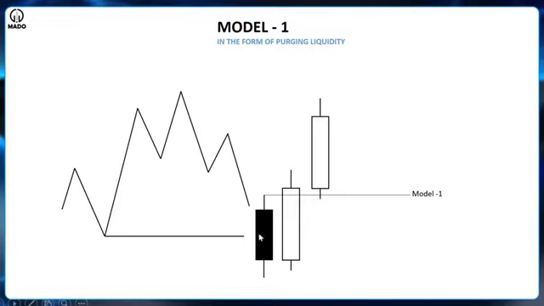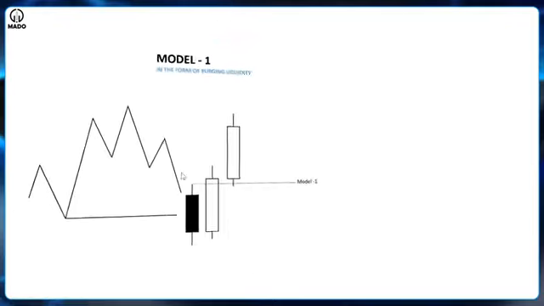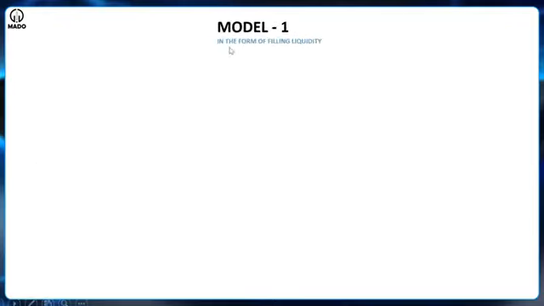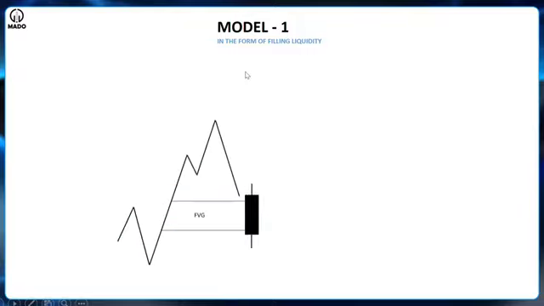In summary, the candle that purges liquidity by digging below or above and then gets engulfed becomes our Model 1 entry. Okay, now Model 1 in the form of filling liquidity. The second way Model 1 works is through imbalance rebalancing, right? When a candle fills liquidity by rebalancing an FVG, and then that candle gets engulfed, it becomes our Model 1.